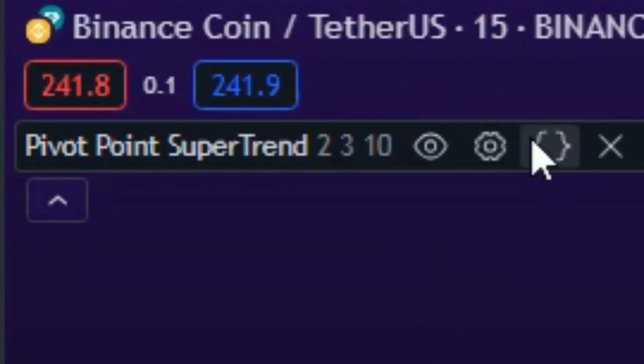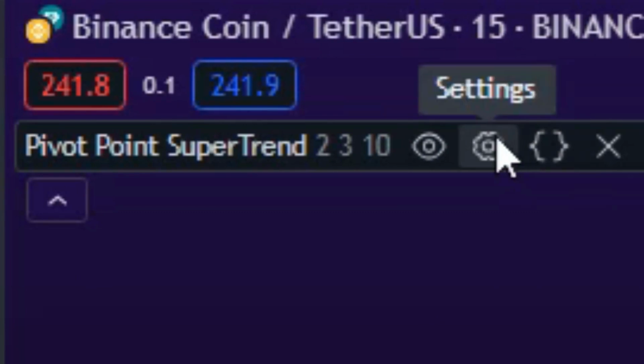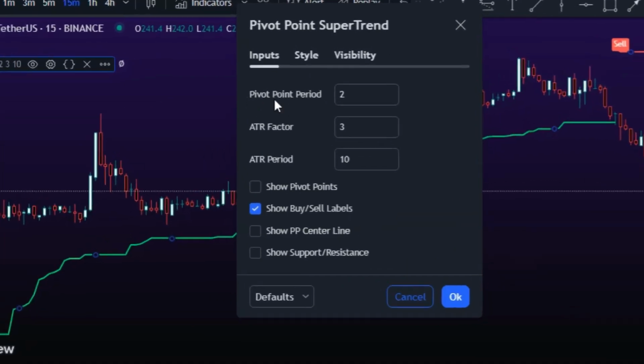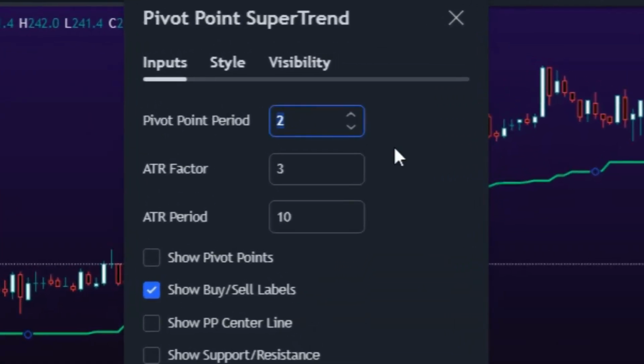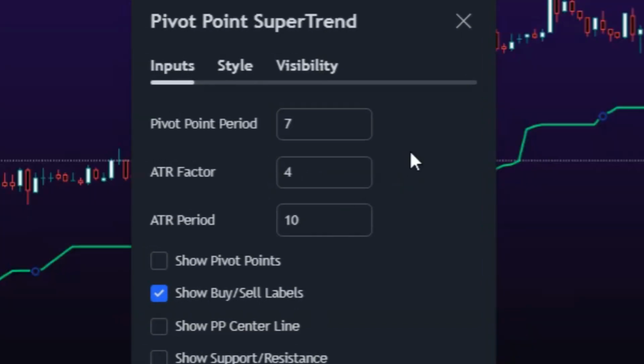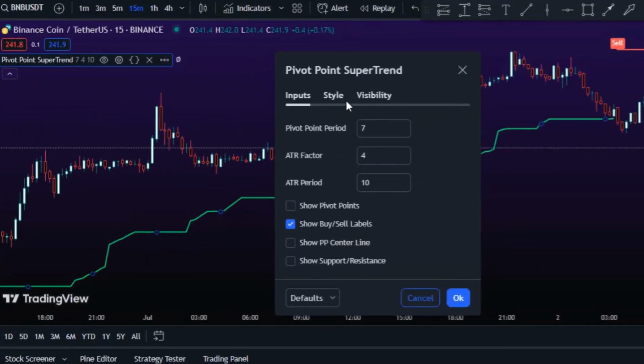So head over to the indicator settings and first change the pivot point period to 7. Using a higher period will smooth out the indicator line, reducing some of the random fluctuations. Next, we'll raise the ATR factor to 4. Adjusting this parameter can also help refine the signals.